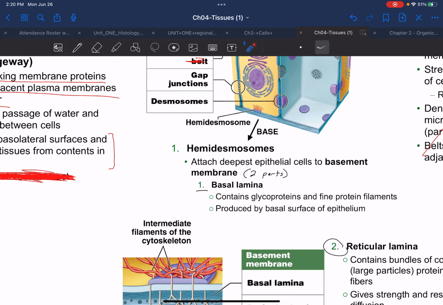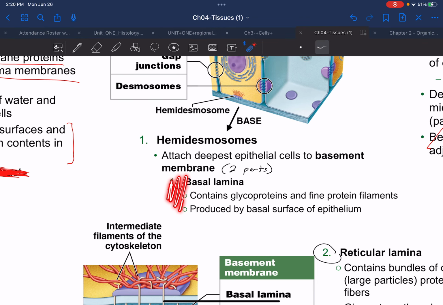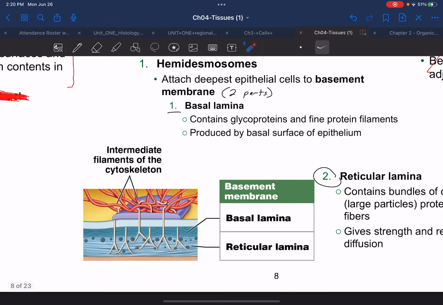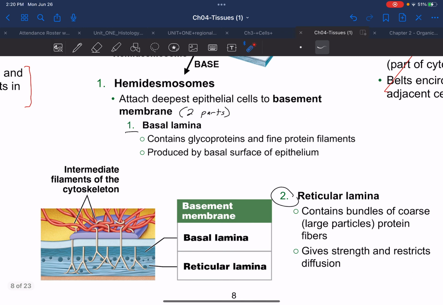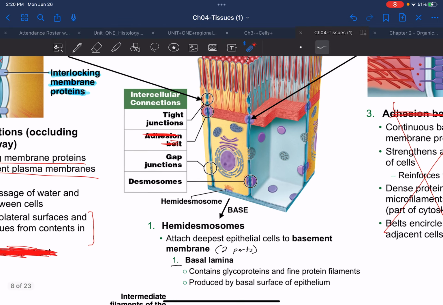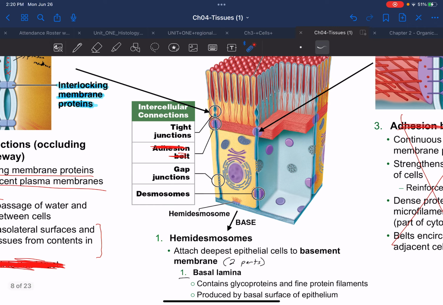And something I'll remove, I think it's a little bit extra for the summer. It's made of two parts, just as an FYI. They're here for you, basal lamina and reticular lamina. If you're watching this video and it's the summer, you don't have to know it. If you're in the fall, you better memorize it right now. All right. And so with that, hemidesmosomes are going to be anchored to that basement membrane. That's it. That's all we need to know.